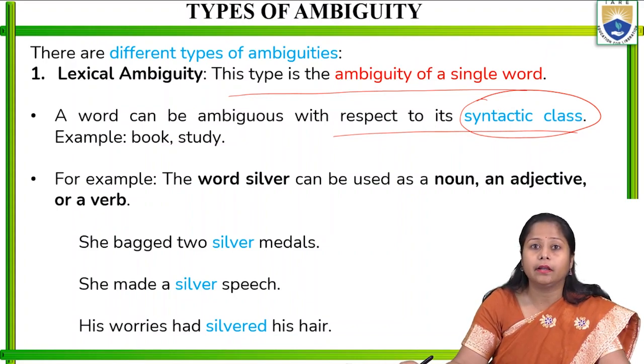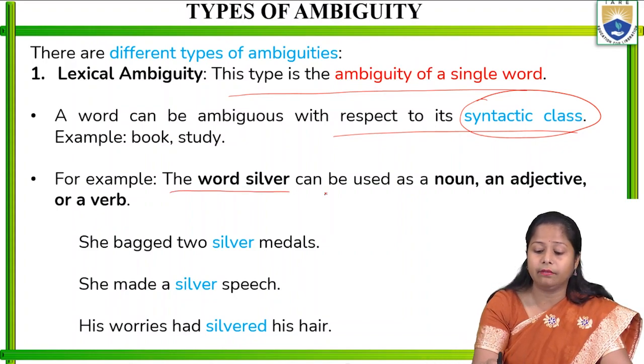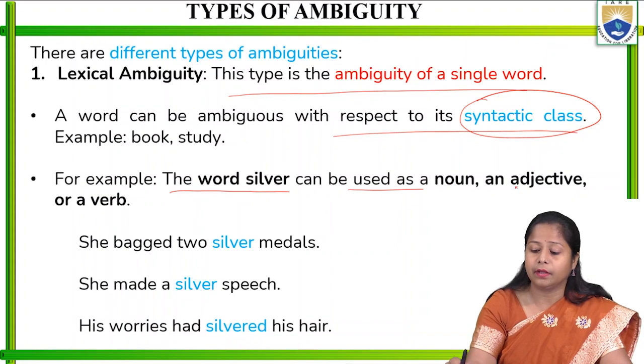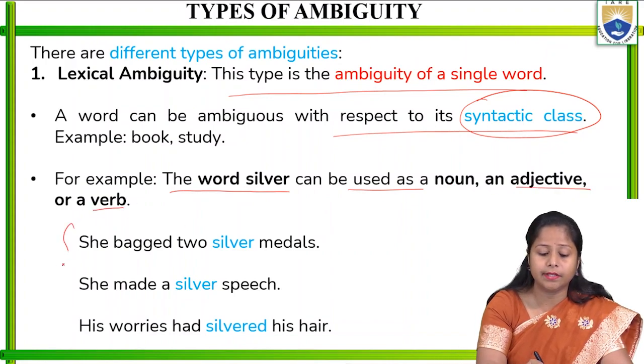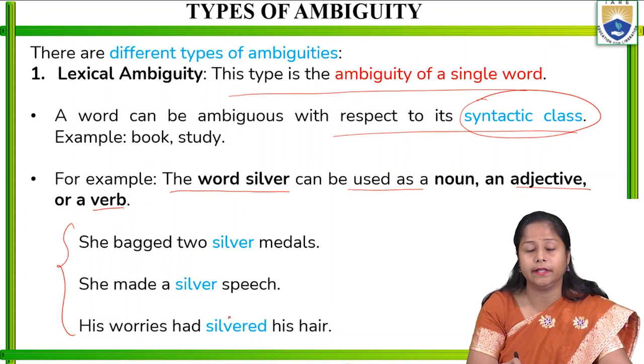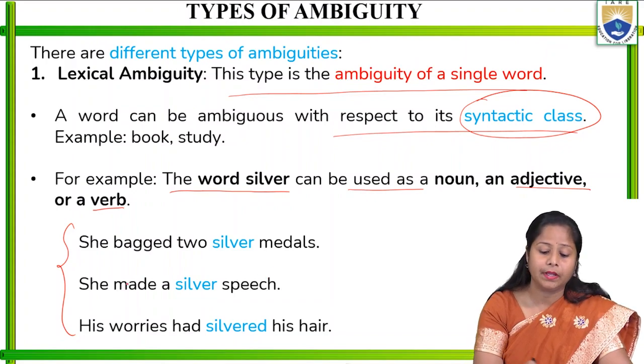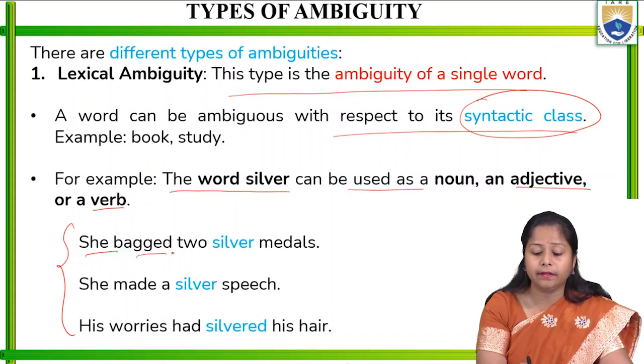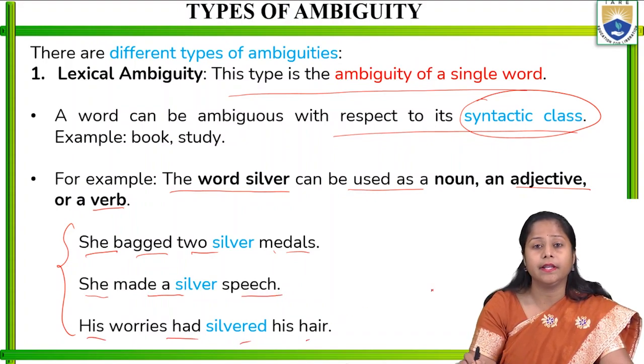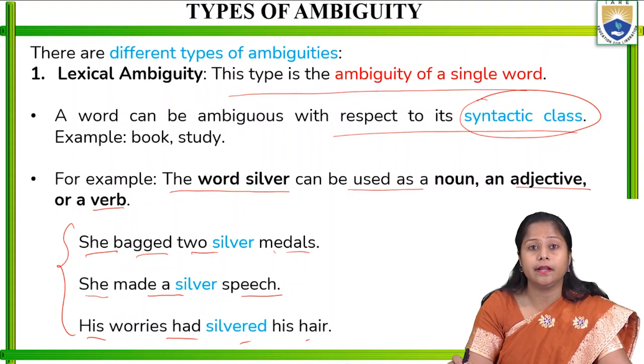So for example, let's take a sentence. The word silver can be a noun, adjective, or verb in these three sentences. First we read the sentences, then we will interpret them. The first sentence is: she bagged 2 silver medals. Next: she made a silver speech. Next: his worries had silvered his hair. So these three sentences are interpreting different meanings with the same word.